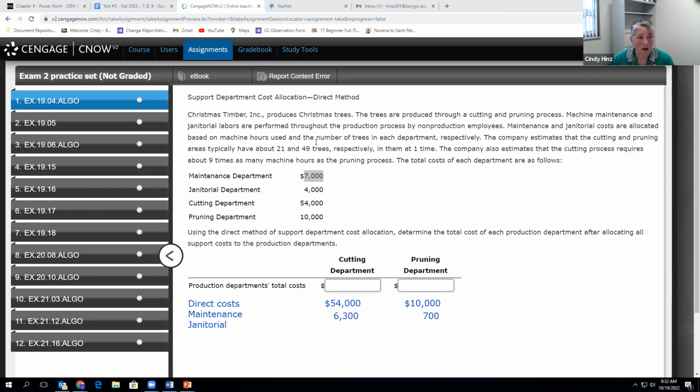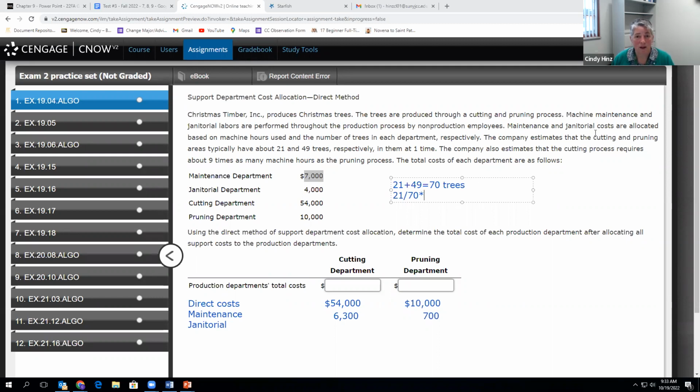We then have to allocate the cost of the janitorial department, and it tells us that we're allocating that based on the number of trees. So how many trees are there in total at any given time? There are 70 trees total. Of those 70 trees, 21 of the 70, which is 3/10 or 30% of the cost, 21 out of 70, 30% of the trees are in the cutting department. Just had to make sure I was getting them in the right order.